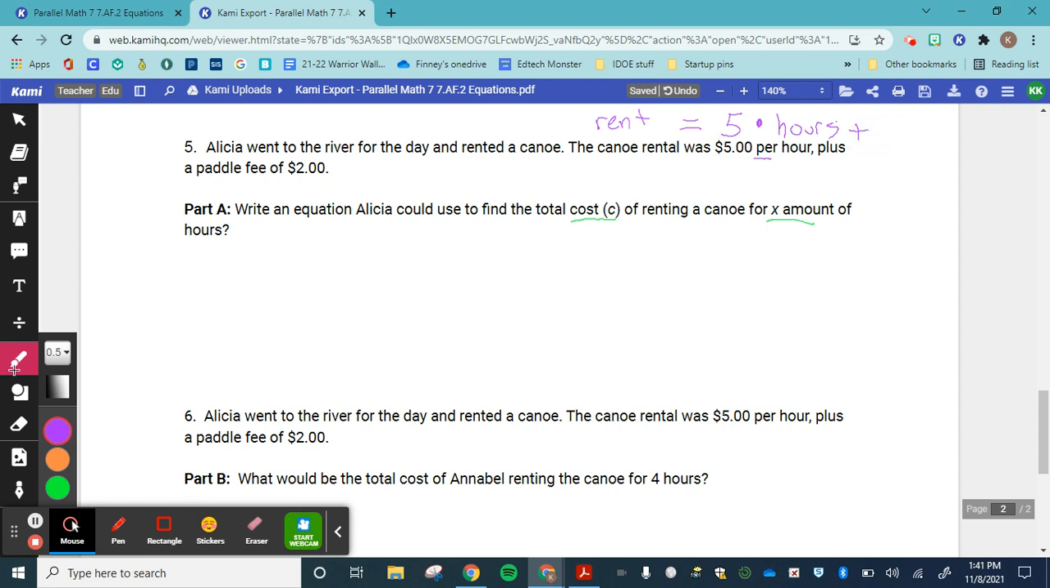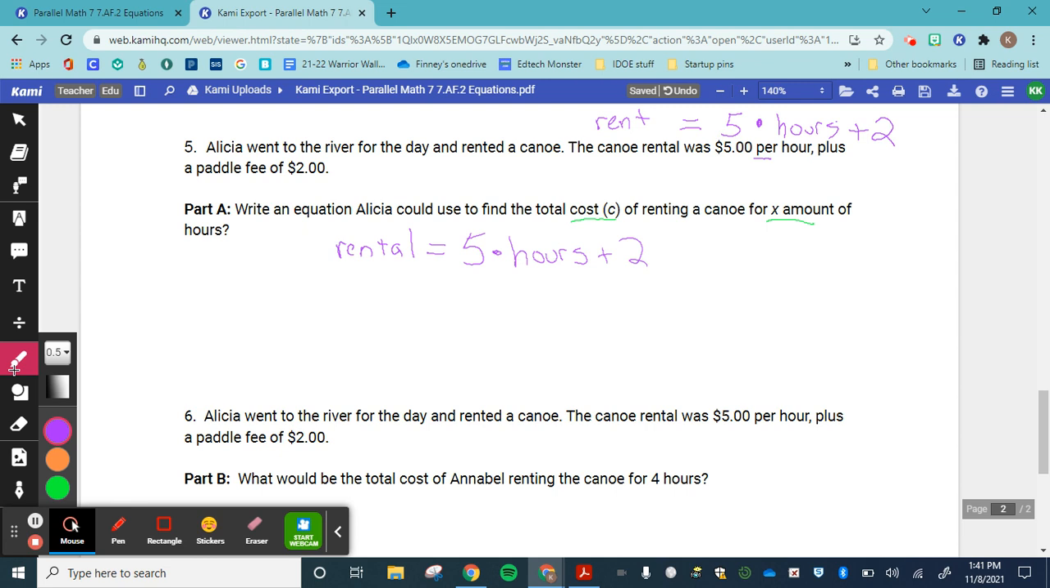Plus, that's the easy one, plus a paddle fee of $2. So the paddle fee, they only have to pay one time. So she has to pay $5 for every hour, but she only has to pay the $2 once. So now it makes a little bit more sense because I see that they didn't give us a number for either the rental or for the hours. So we can take our two variables that they gave us and we can put those in. So the rental equals $5 times however many hours plus 2.